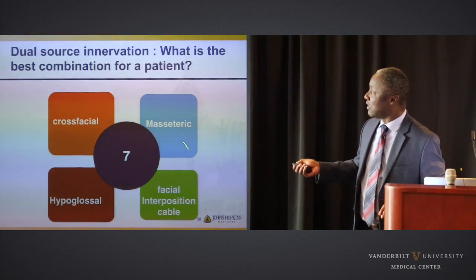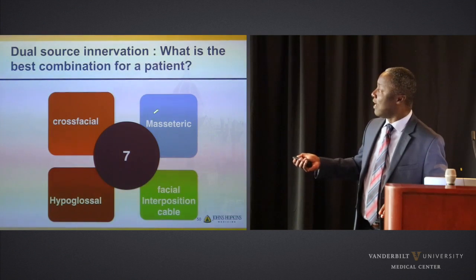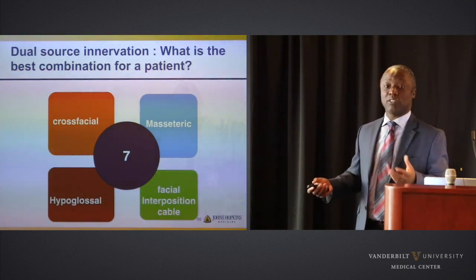So the central nerve is the seventh nerve. The hypoglossal will give us tone. Masseteric will give us excursion. But then cross-facial gives us the spontaneity.